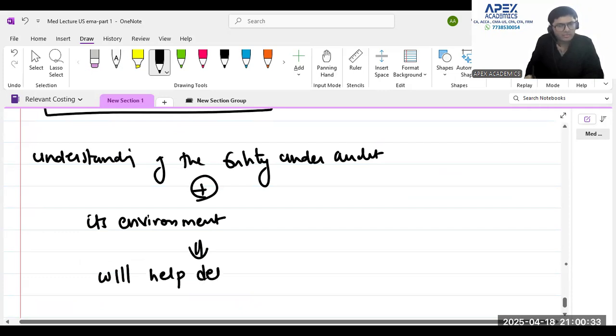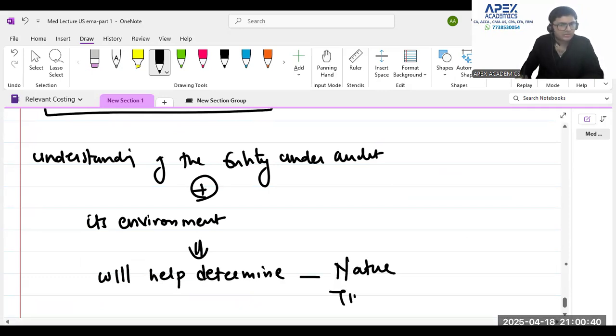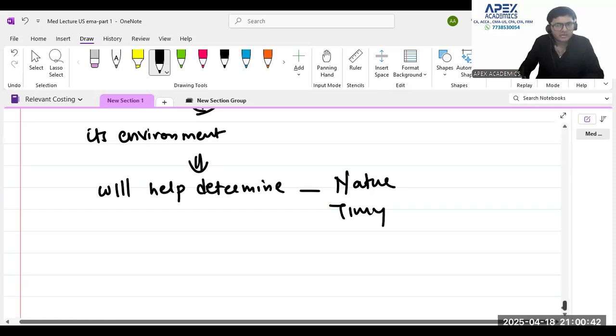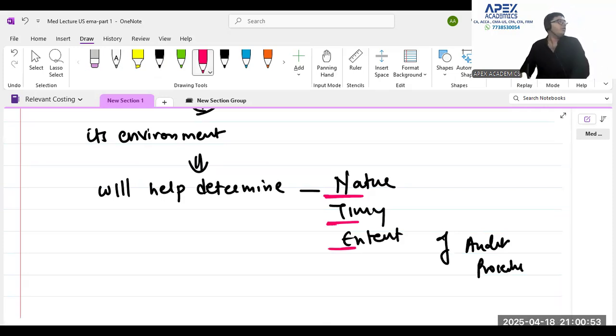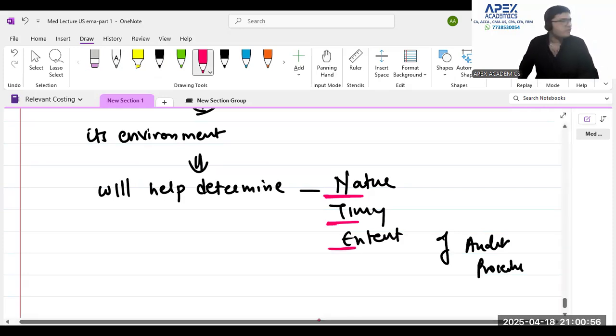will help determine the nature, the timing, and the extent of audit procedure. What will it help to do? It will help with the N, the T, and the E of the audit procedure. What kind of procedure, how much time it will take, and what percentage of sampling to do. What is this? This is the heart of an audit. This is called audit planning, right?